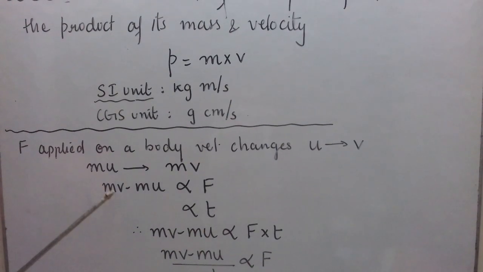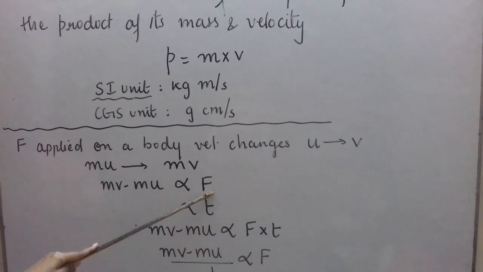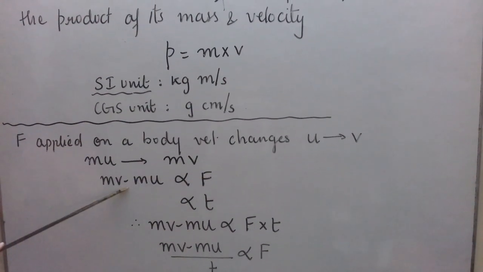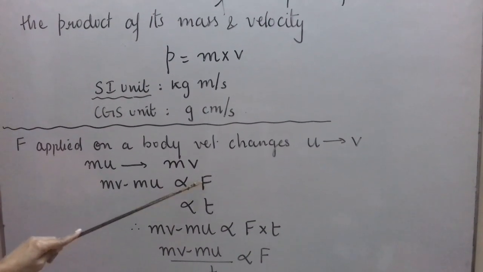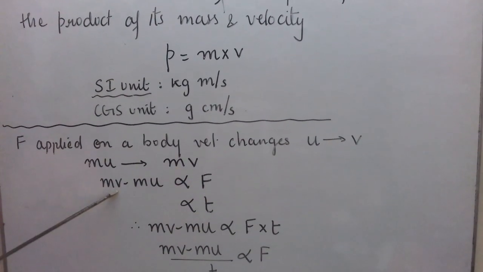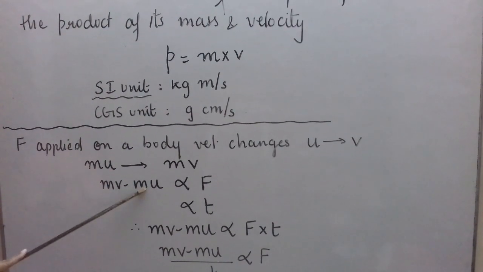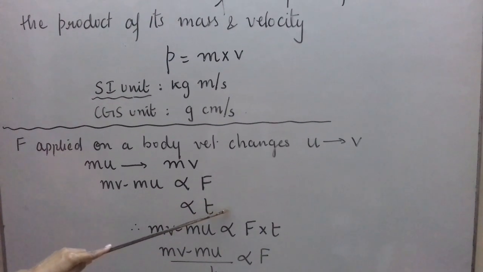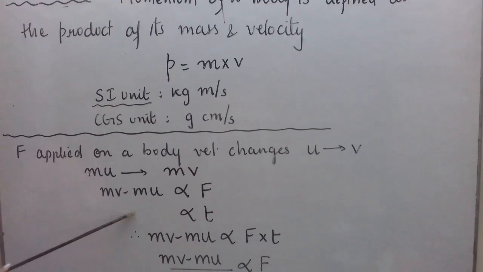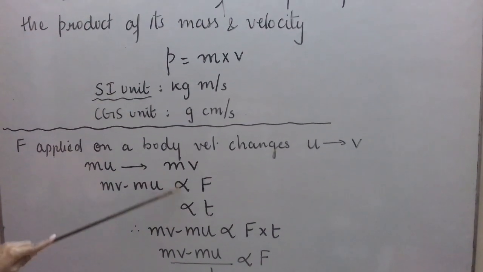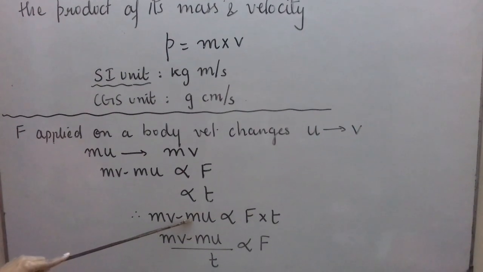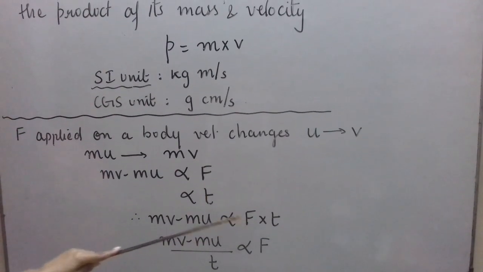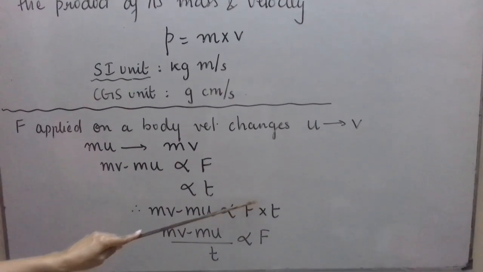So you should know that this change in momentum will depend upon the force applied and also the time for which the force is applied. If more is the force applied, more will be the change in momentum. Or if force is applied for more time, then more will be the change in momentum. Hence, change in momentum is directly proportional to force applied and also directly proportional to the time for which the force is applied. So, if I write here mv minus mu is proportional to t and combine the two, then I can write mv minus mu, that is change in momentum, is proportional to F into t. It is proportional to the product of force and time.